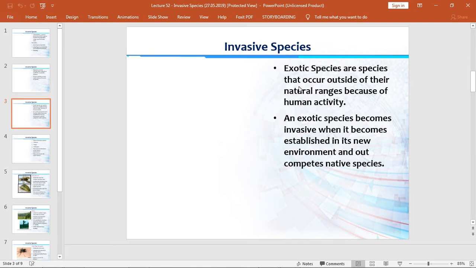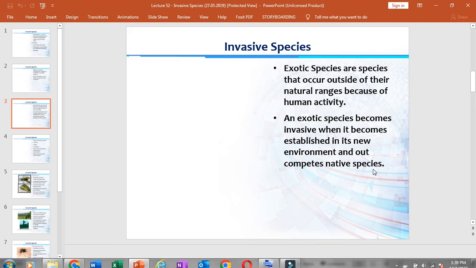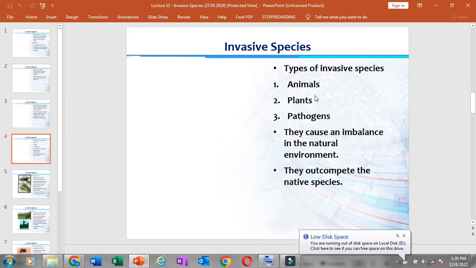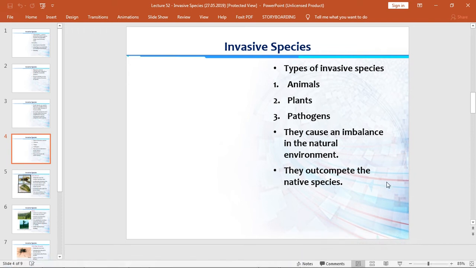Exotic species are species that occur outside of their natural ranges because of human activity, and an exotic species becomes invasive when it becomes established in its new environment and outcompetes native species. Types of invasive species: animal, plant, pathogens. They cause an imbalance in the natural environment. They outcompete the native species.